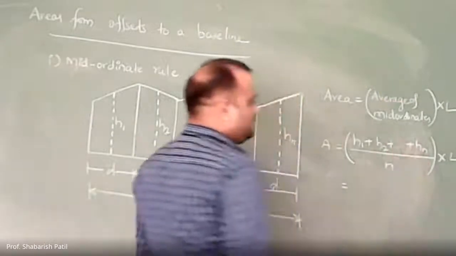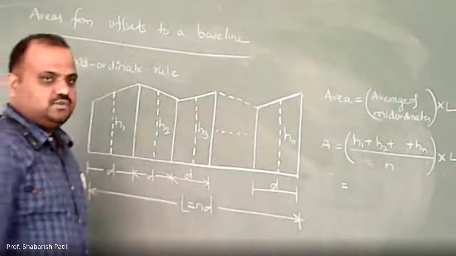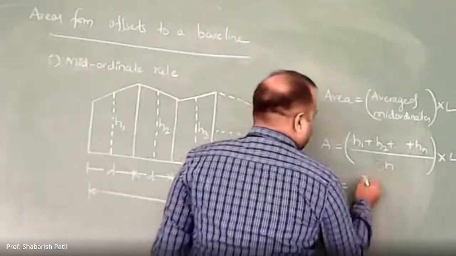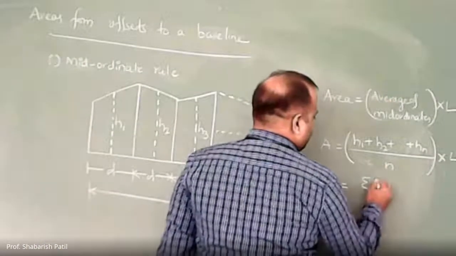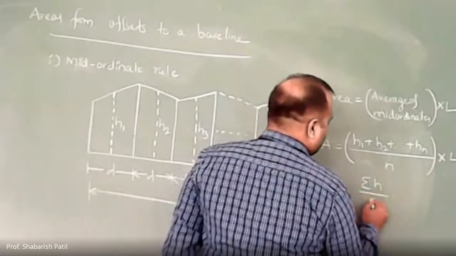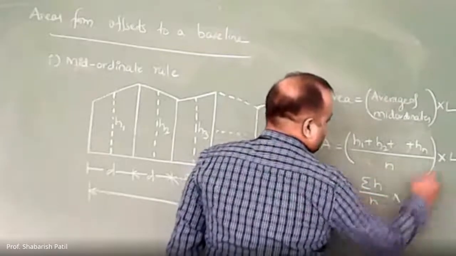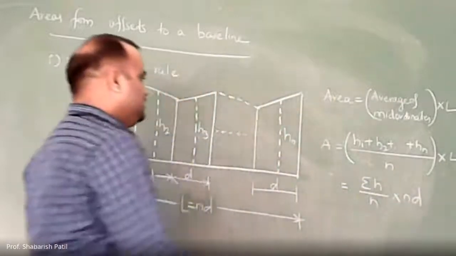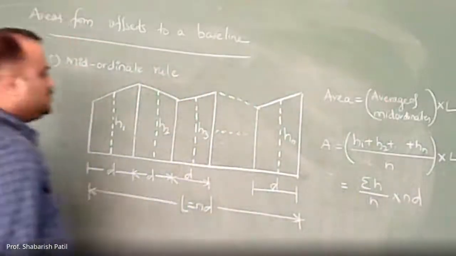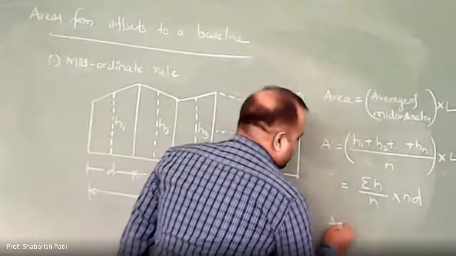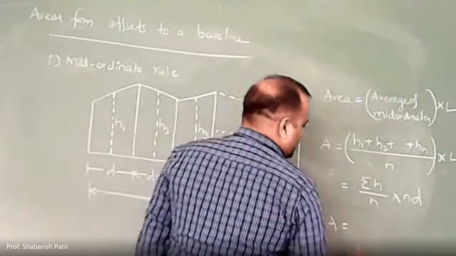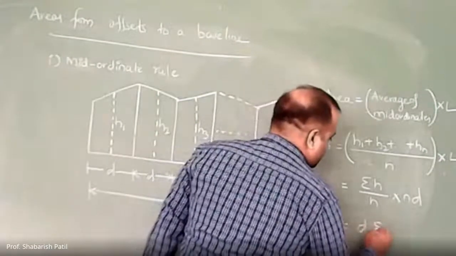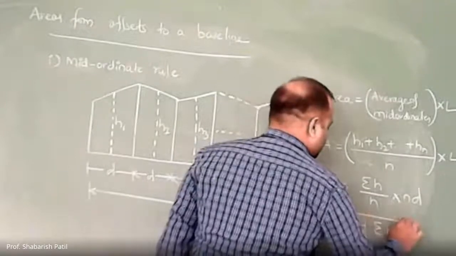It can also be simplified. This can also be simplified by mentioning in this way. It's sum of h divided by n. Now your L is equals to n into d. Please remember, your L is equals to n into d. So finally your area can be written as d into sum of all the h.